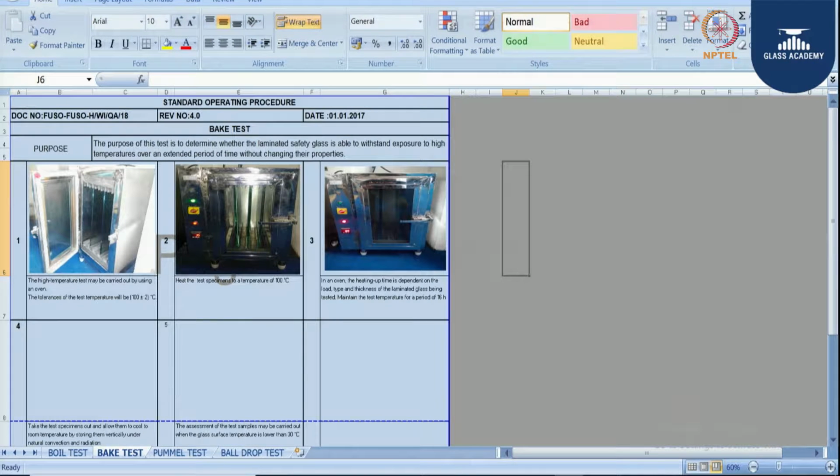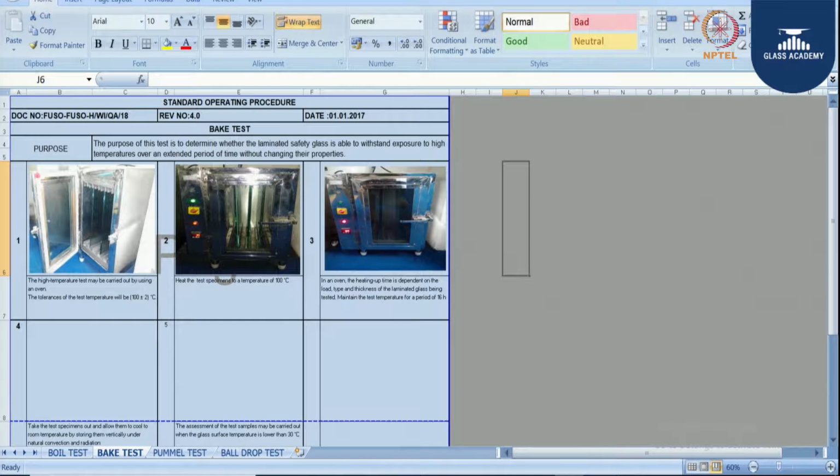Next we will be understanding the next test that is used for temperature, that is the bake test. In bake test, the purpose of this test is to determine whether the laminated safety glass is able to withstand exposure to high temperatures over an extended period of time without changing its properties. First, we will be taking a bake test oven, and inside the bake test oven we will be placing the glasses at 100 degrees centigrade for 16 hours.